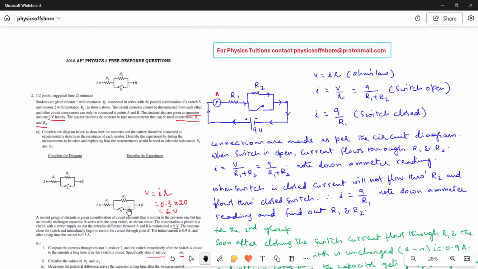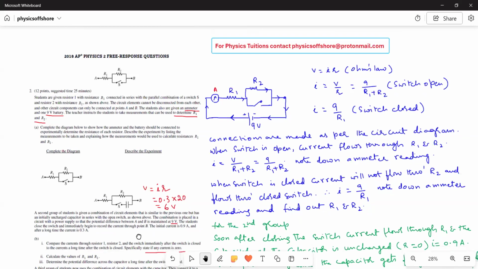And then the rest of the things: you should know the behavior of the resistor and capacitor when they are connected in parallel. If the capacitor is empty, that means a totally discharged capacitor, then soon after closing the circuit, the capacitor acts like a switch with zero resistance, and the current flows through the capacitor. After a long time, the capacitor gets fully charged and the current no longer flows through the capacitor.